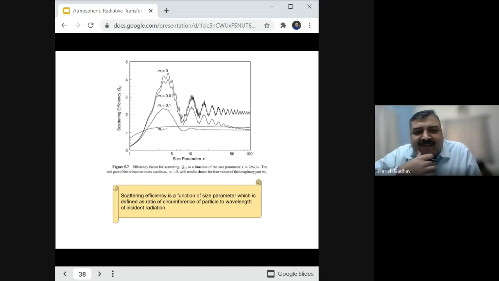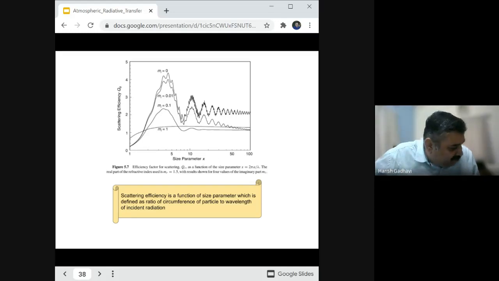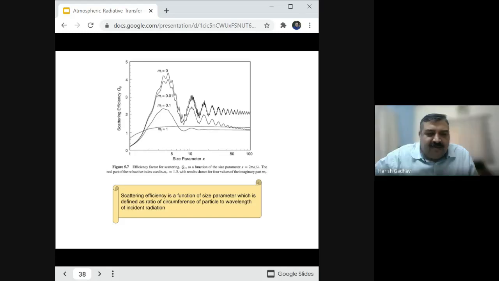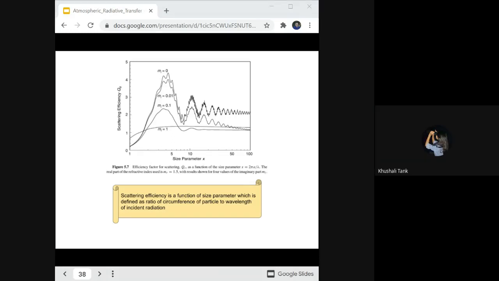So what do you expect? Will the size of the cloud droplets be larger or smaller? You have rain coming from the cloud. Your raindrops come from the cloud. So if your raindrop is, yeah, somebody is speaking. So I was telling that cloud droplets should be smaller than the raindrops.